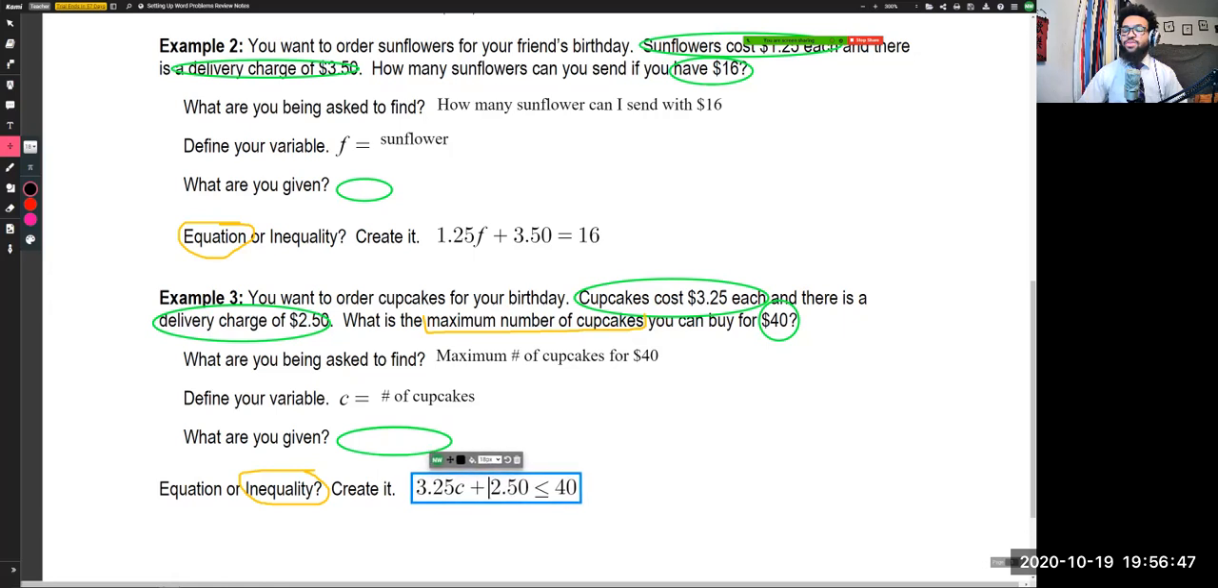We aren't going to solve it. Once again, we're just going to set it up. If you want to solve it, by all means, go ahead. Extra practice never hurt.